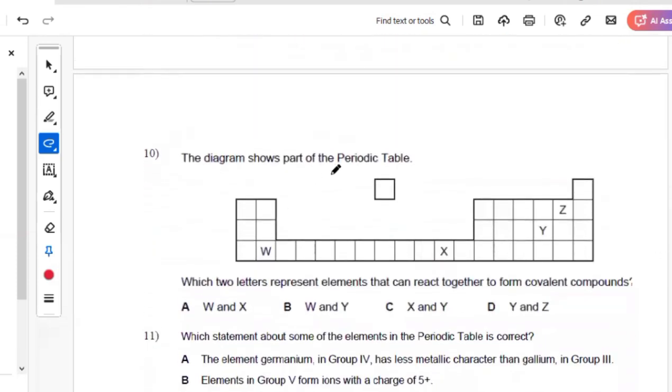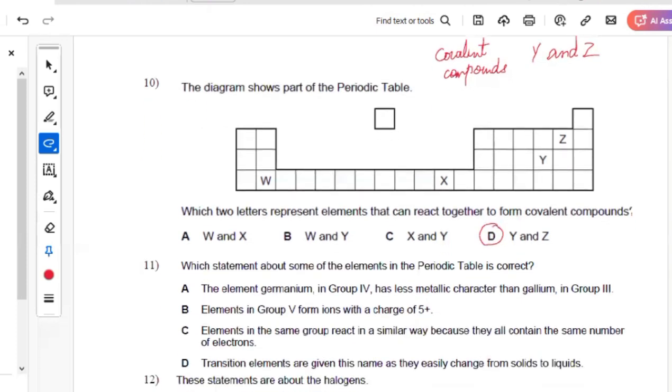The diagram shows part of the periodic table. Which two elements can react to form covalent compounds? A covalent compound is always formed between two non-metals, and the non-metals here are Y and Z. So Y and Z is stated by this option, because this is a transition metal and this is a group 2 metal. If they form a compound with W and Y or W and Z, then that would be an ionic compound, not a covalent compound.